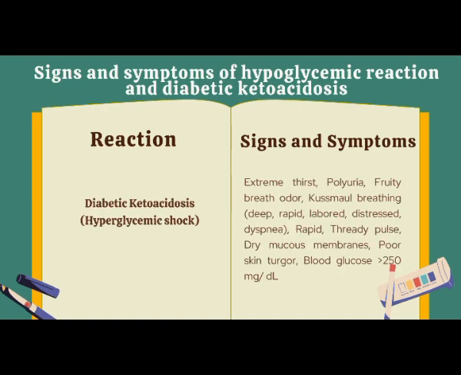And when you have diabetic ketoacidosis or hyperglycemic shock, you may experience extreme thirst, polyuria, fruity breath odor, small breathing or deep, rapid, labored, distressed dyspnea, rapid, thready pulse, dry mucous membranes, poor skin turgor, and your blood glucose is over 250 milligrams per deciliter.